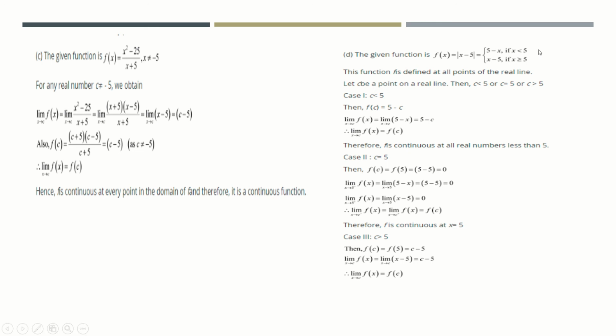than 5. When x is less than 5, what is the function? It is 5 minus x. Less than 5 is at a point c. So then f of c is equal to 5 minus c. Limit x tends to c, f of x is equal to 5 minus c. So these two are equal. So f is continuous at all real numbers less than 5.